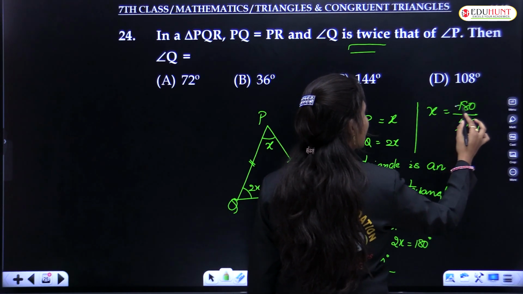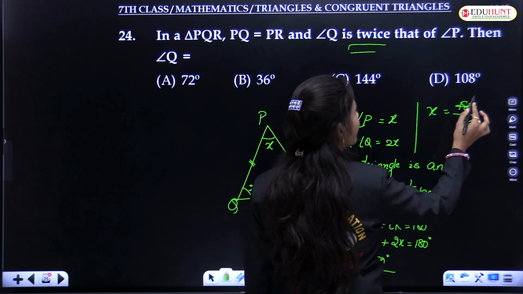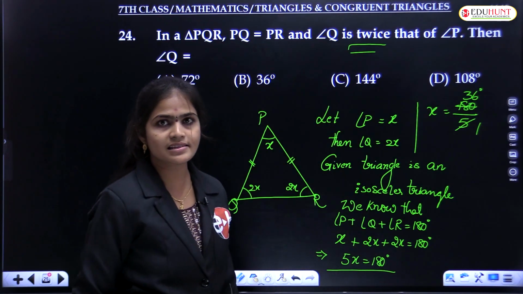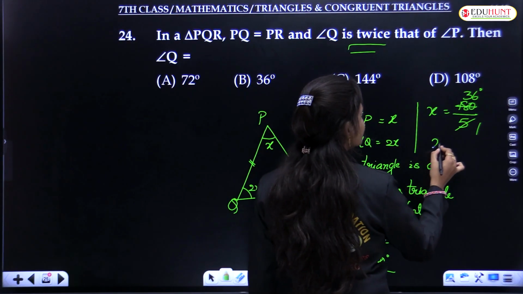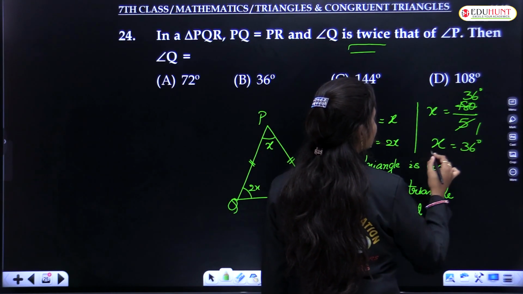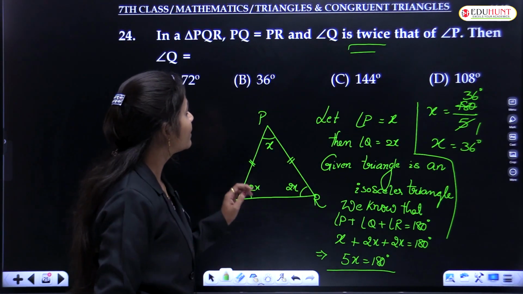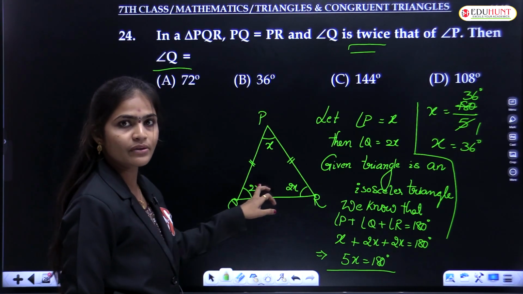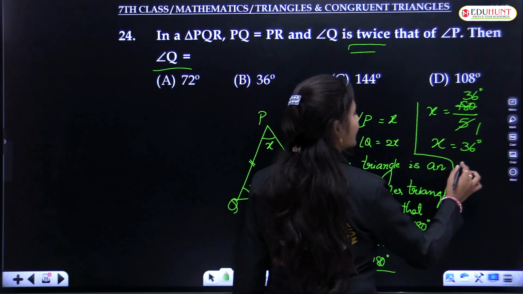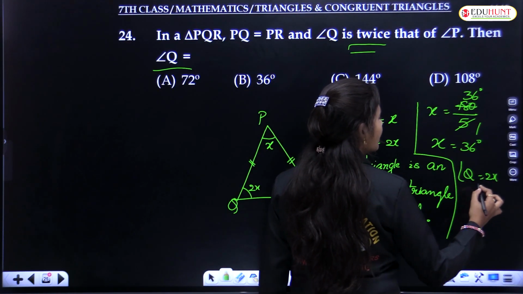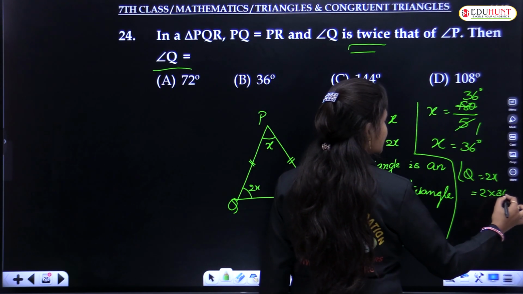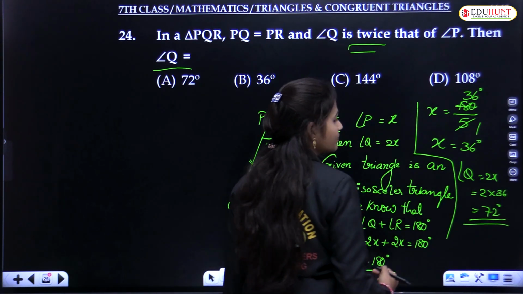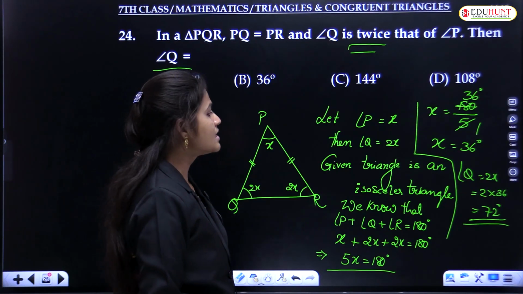Okay, so 5 ones and here 5 how many times cancels here? 5 3s 15 and 5 6 30. Okay, so 5 36 180. So the value of x is equals to 36 degrees. Now what they are asking here? They are asking that then angle Q is equals to, so angle Q is equals to, we taken the 2x, no? So angle Q is equals to 2x where x is equals to 36. So 2 into 36 is equals to 72 degrees.